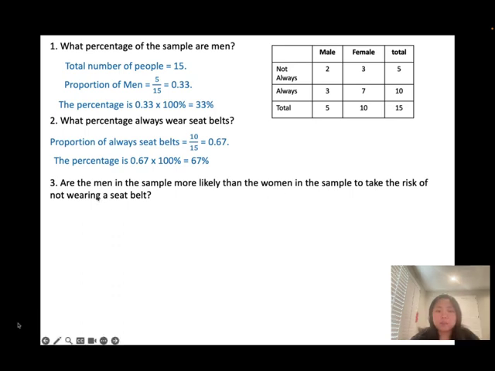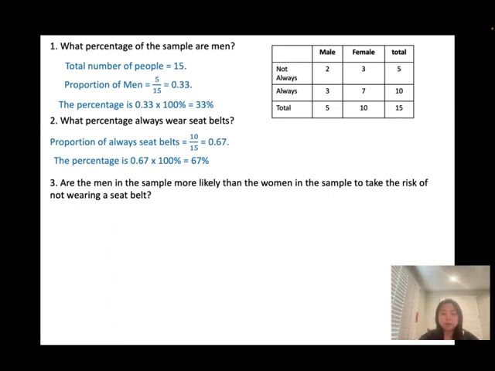Number 3: are the men in the sample more likely than the women in the sample to take the risk of not wearing a seatbelt? Can I just look at the table and say, okay, 2 males not wearing the seatbelt and 3 females not always wearing the seatbelt? No, I cannot just compare the numbers here.